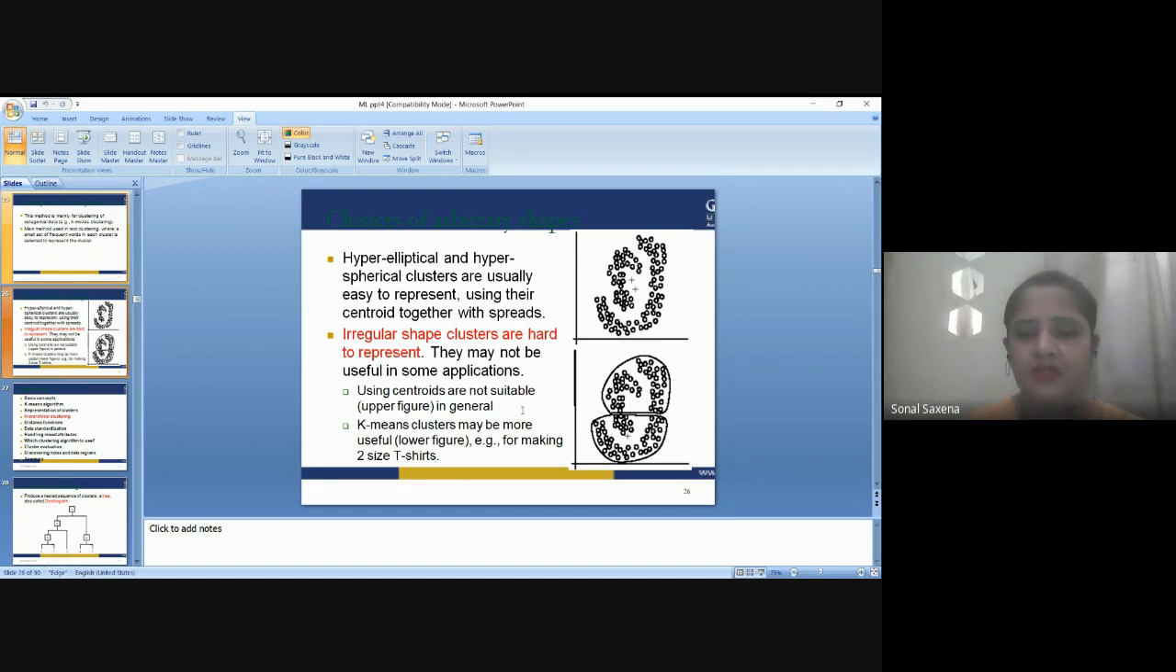So k-means clusters may be more useful for making two size shirts, like you have seen here. This is somewhat making a spherical shape. So here we can find a centroid, but in the above figure, this is very difficult.